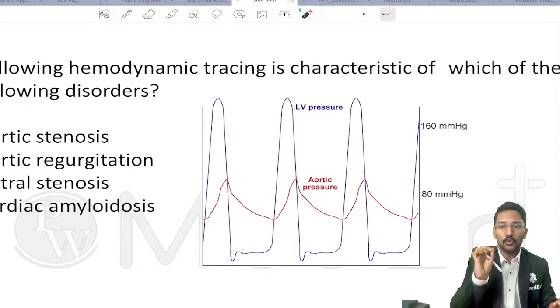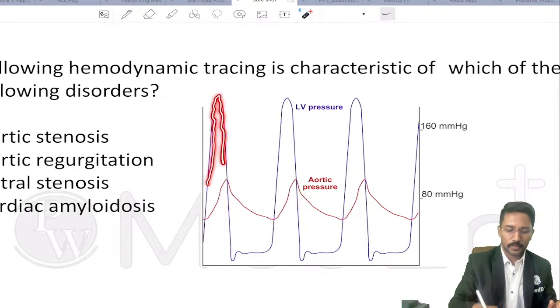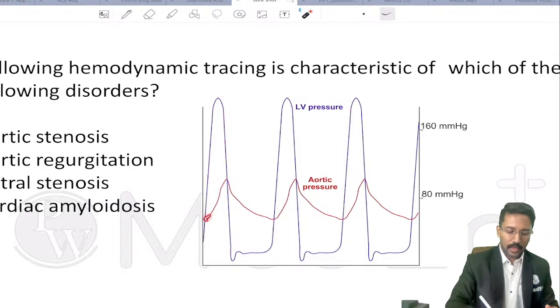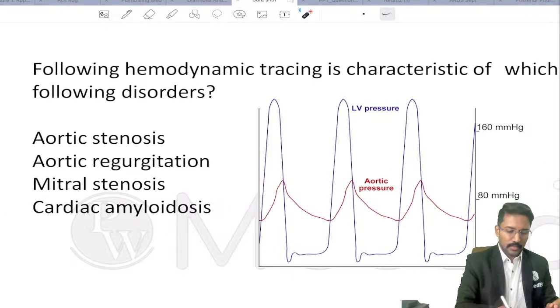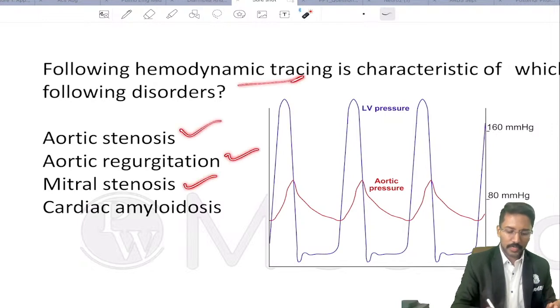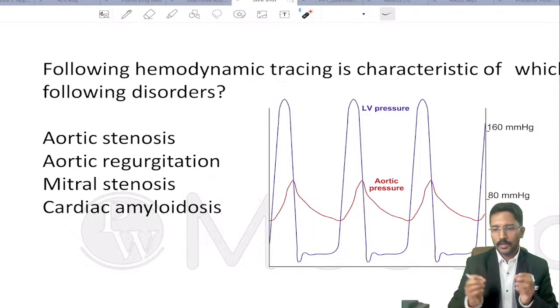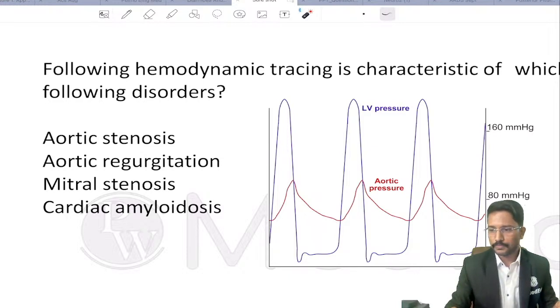Here you are seeing two pressure tracings, right? There are two graphs. One is this purple colored graph, which they have mentioned is a left ventricular pressure tracing. The second one is the aortic graph, in red color, which is showing the pressure changes in the aorta. They are asking in which hemodynamic anomaly, like aortic stenosis, regurgitation, mitral stenosis, or cardiac amyloidosis, you will be seeing such a tracing. I will wait a few seconds for your answer, but after that I'll give you some quick points that will help you to handle these kind of questions.